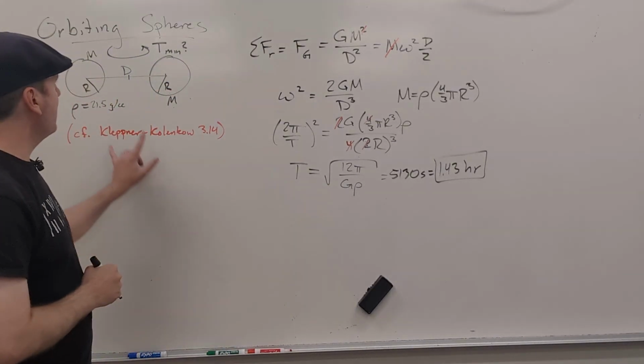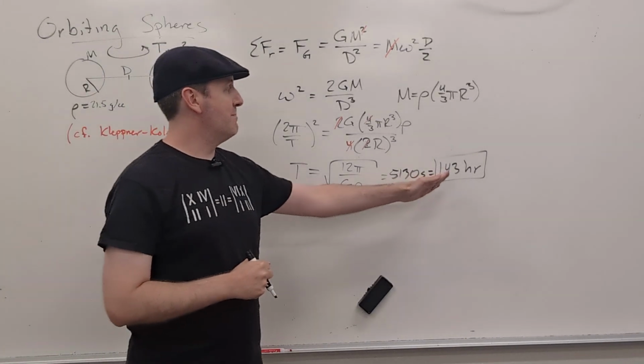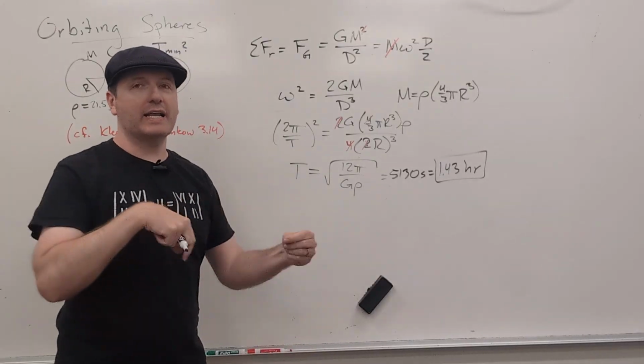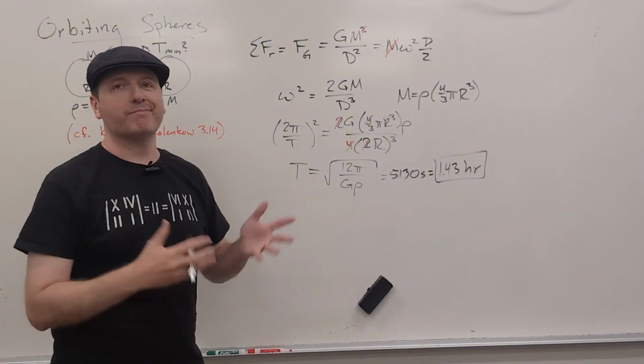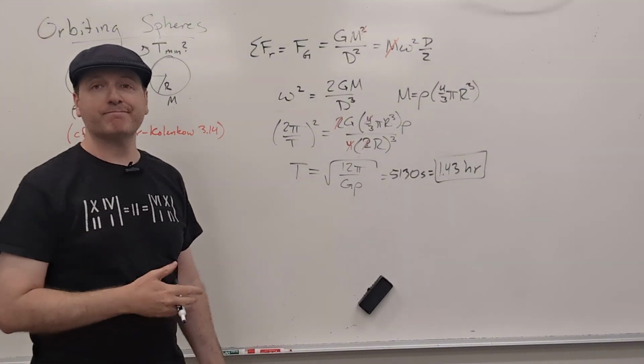And notice that the minimum is about 1.4 hours. You're not going to get two that are cycling around each other at like once per second. It just doesn't have the density required. QED.